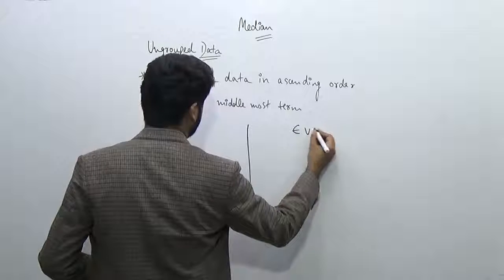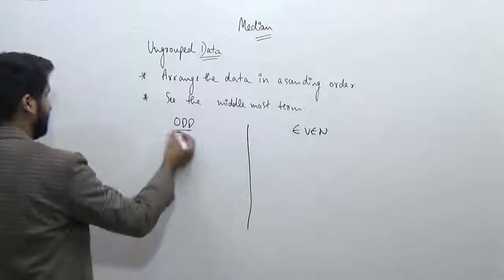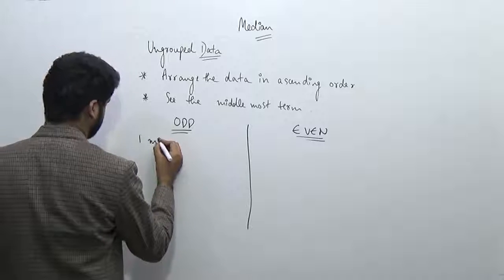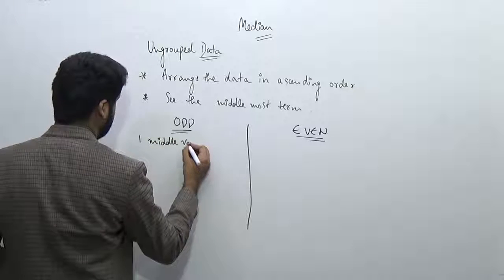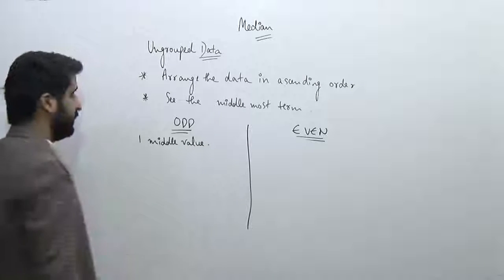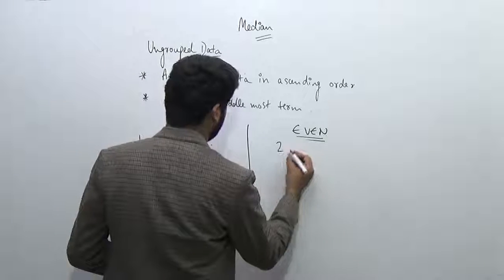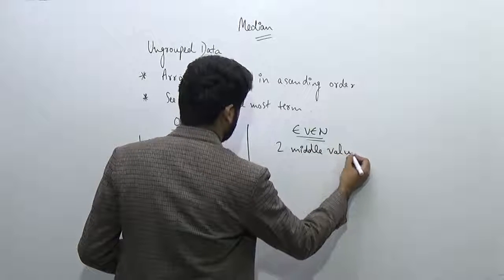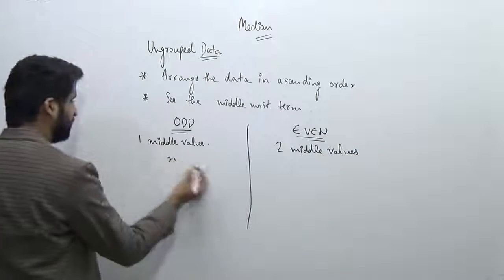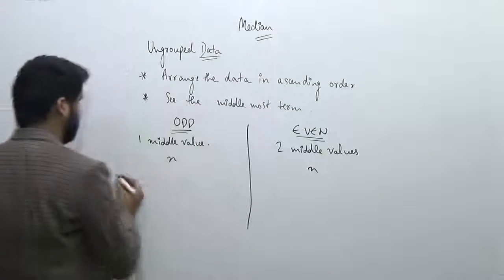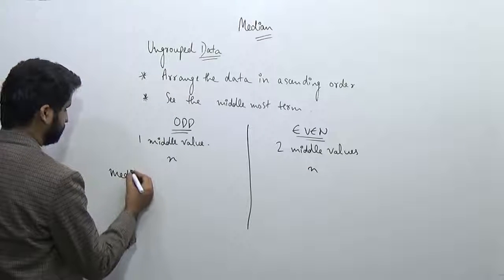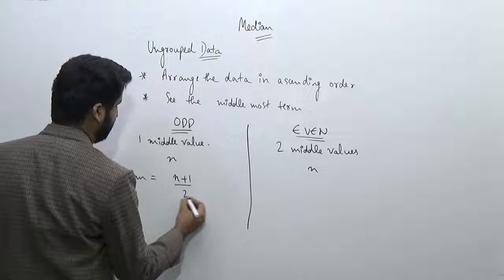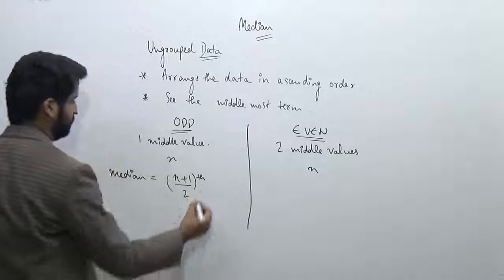In the case of odd, and the next one is the case of even. So guys, in the case of odd, I will have just one middle value, and in the case of even, I will get 2 middle values. This is the first part. And if the total number of terms is n over here, then the median in this case will be equal to the (n plus 1) by 2th term.